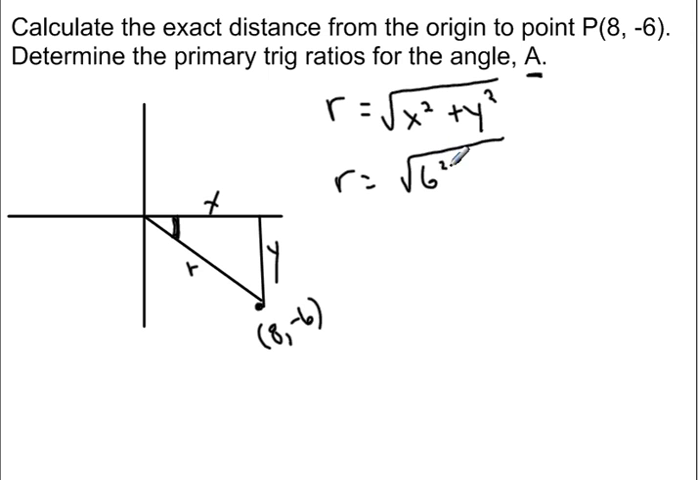Okay, so this is the square root of 6 squared plus 8 squared. And we end up with a value of 10. So this distance here equals positive 10.